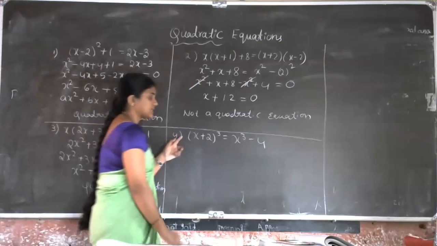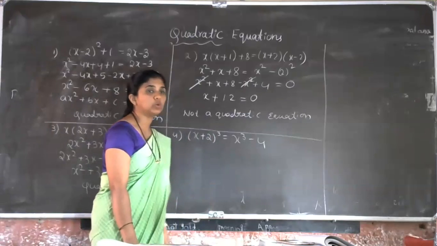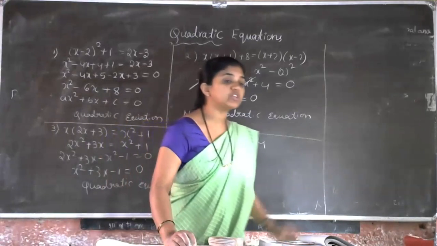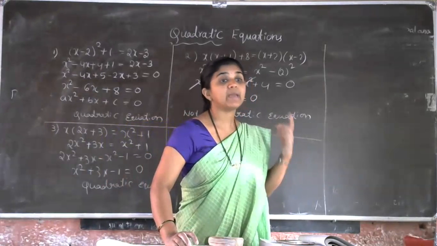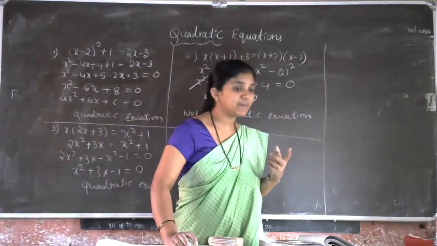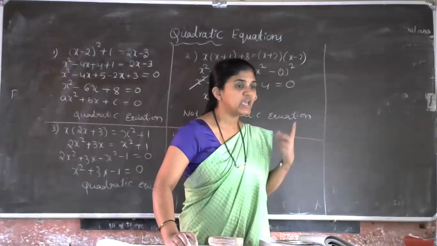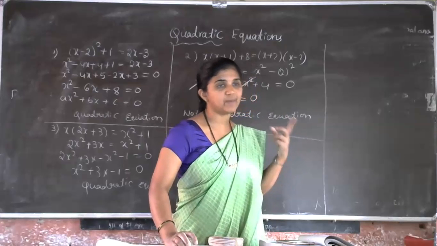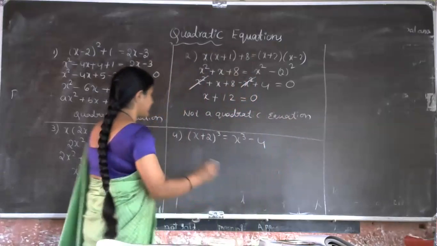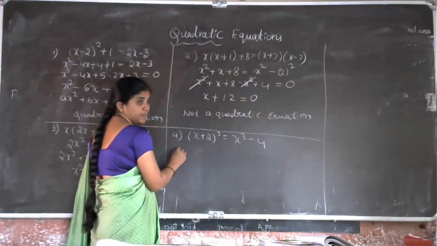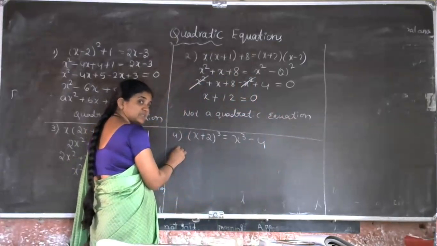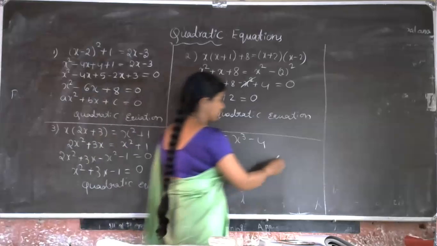So next, last one: (x plus 2) whole cube. Which formula do we have to apply? (a plus b) whole cube. What is the (a plus b) whole cube expansion? a cube plus b cube plus 3ab into (a plus b). Or a cube plus b cube plus 3a square b plus 3ab square. That identity also you can use.